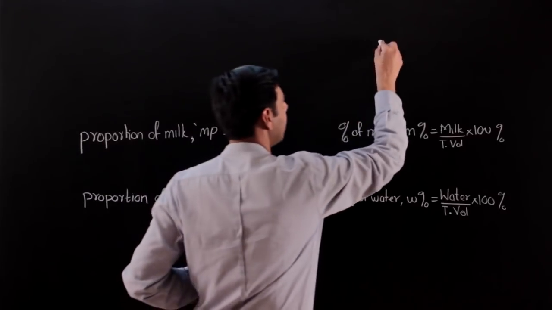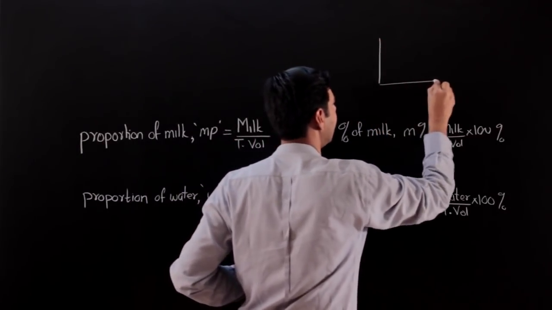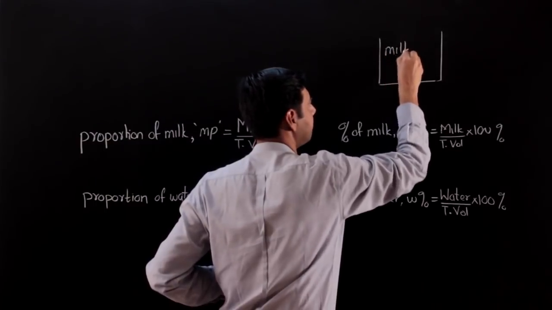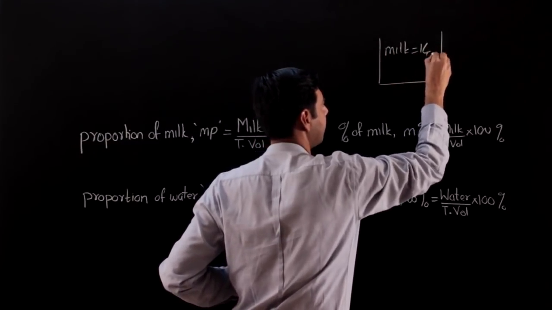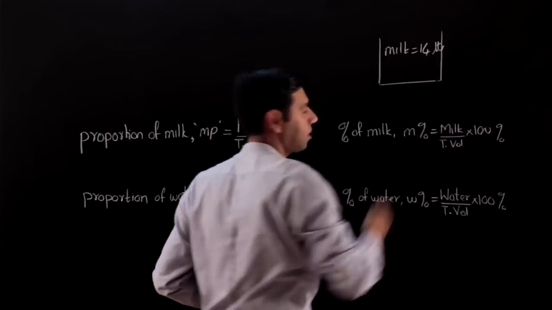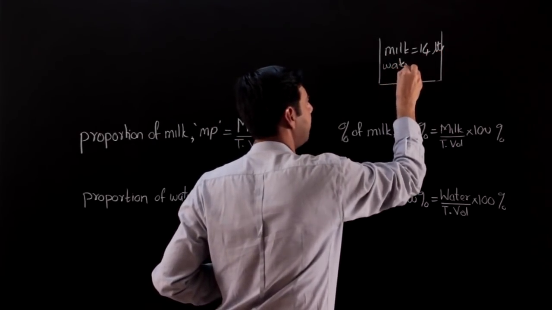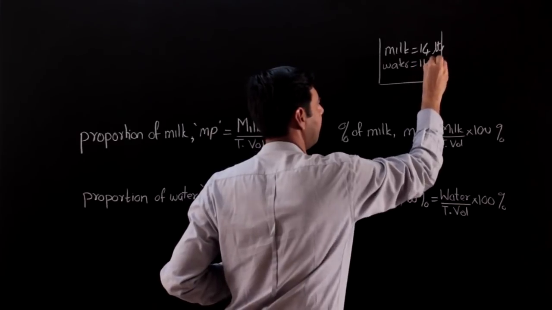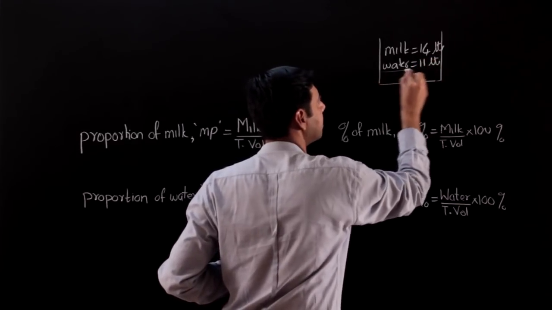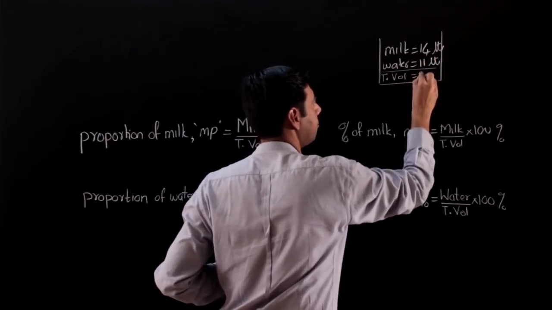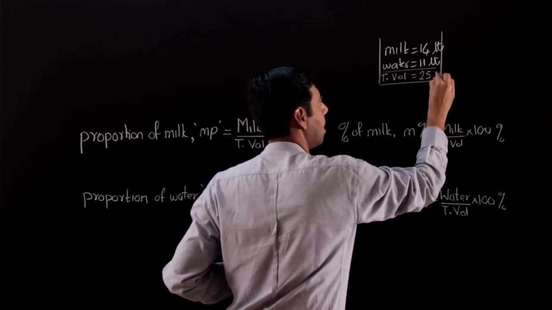So let's take a solution. A vessel has milk and water. The amount of milk is 14 liters. So I'm giving you the quantity directly because it's the first question. It's pretty easy. The amount of water in it is 11 liters. So obviously the total volume of the solution is going to be 25 liters.